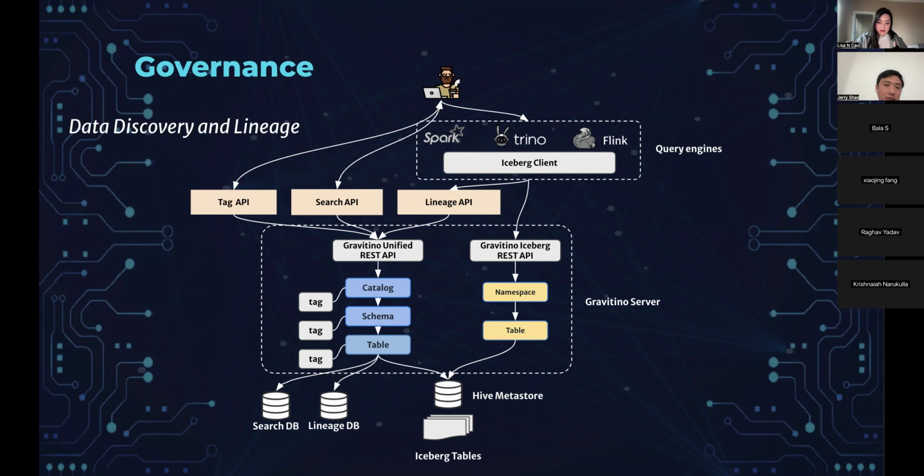When you process the Iceberg table, the lineage information will be pushed to Gravitino using the lineage API. Then the lineage information will be recorded in our database, and it will be shown using the API or the front end. So we are continuing to add more features for governance. These are the three main things we currently support.